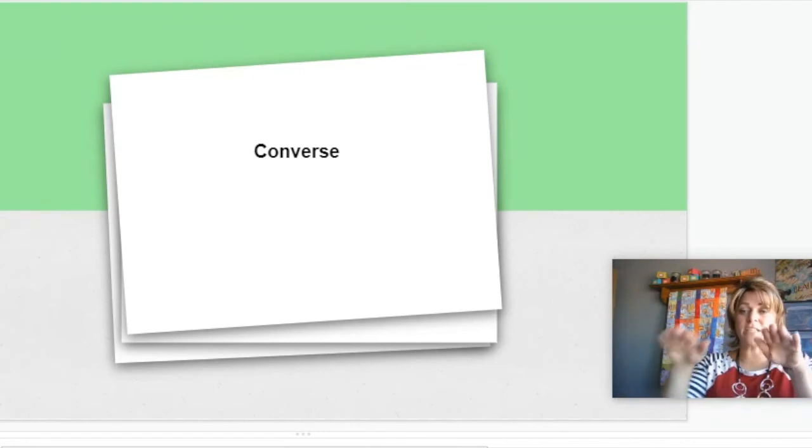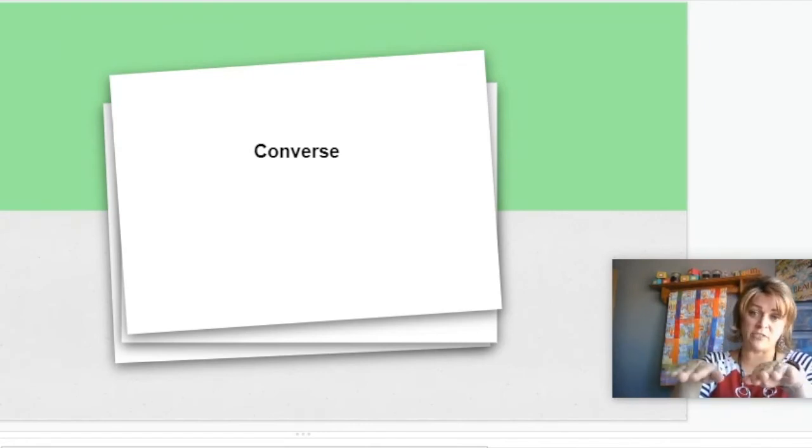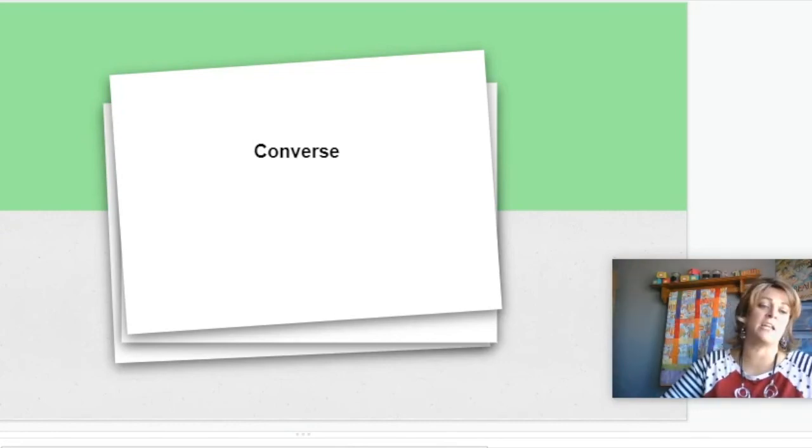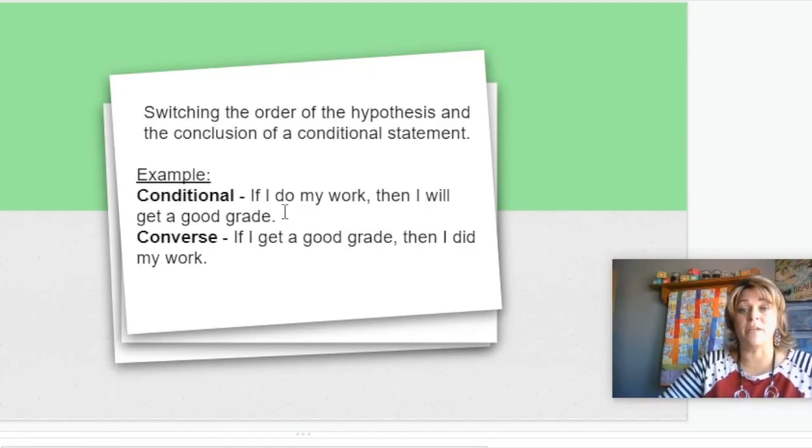Converse. The converse, I want you to think of Converse shoes, someone wearing Converse shoes on their feet, pretend like these are feet. And the converse just takes the order and switches them. So it's if, then. The if went to the then spot, the then went to the if spot. So hypothesis and conclusion are flipped. So if I do my work, then I will get a good grade is the original conditional. The converse is if I get a good grade, then I did my work. So that order of hypothesis and conclusion is switched. Just order, nothing else changes.